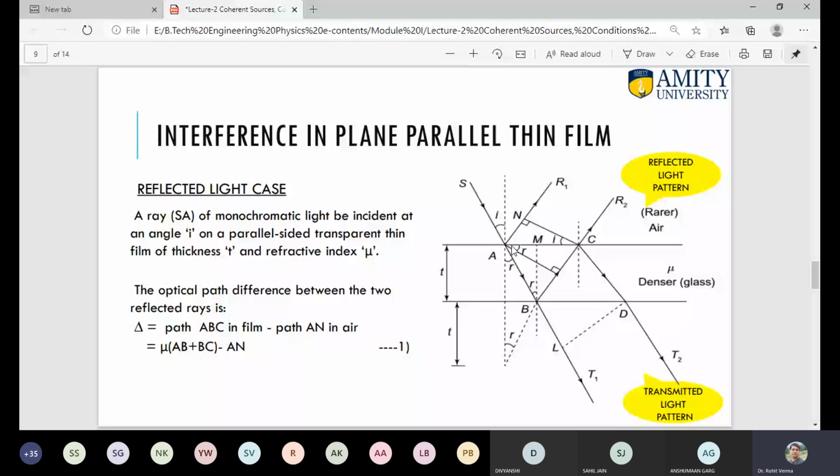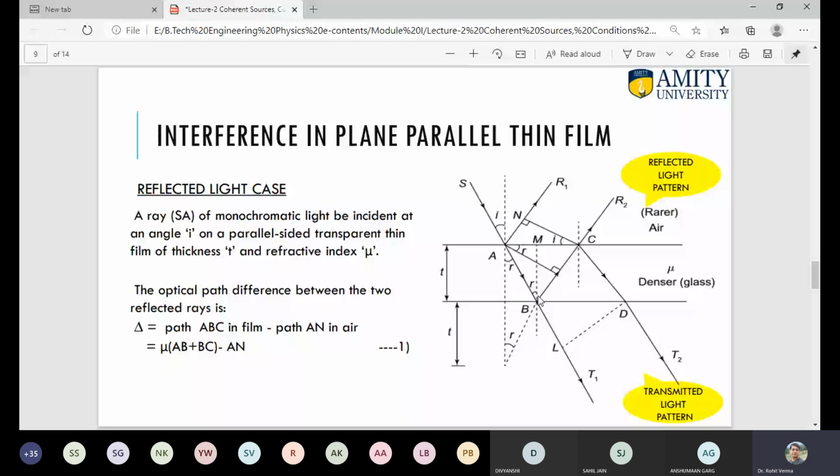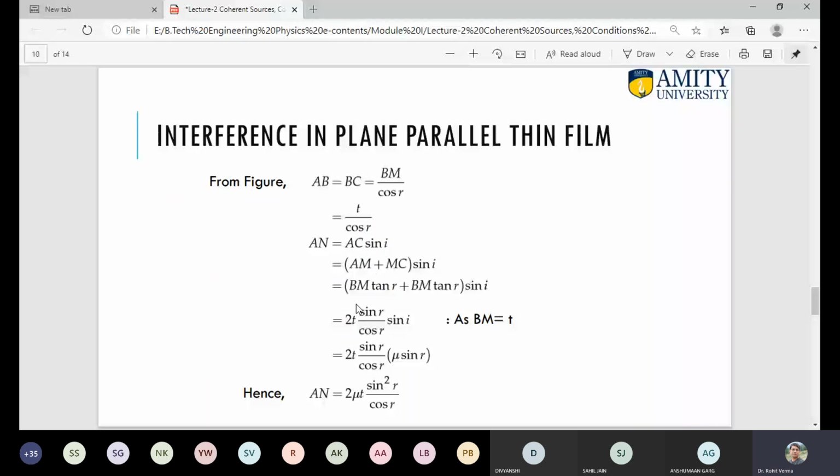So what is the relation between perpendicular and base? It is a relation of tan, perpendicular and base. So it will be that of tan. So AM you can write BM tan R, and MC you can write BM tan R.